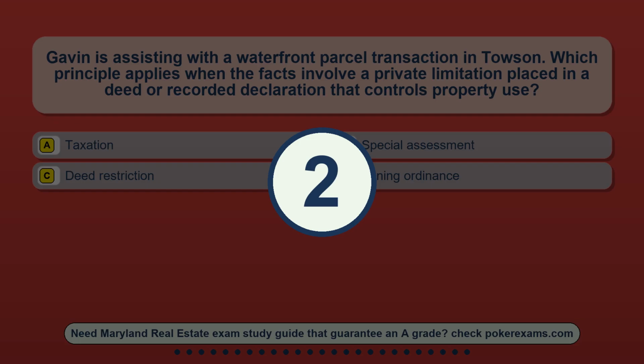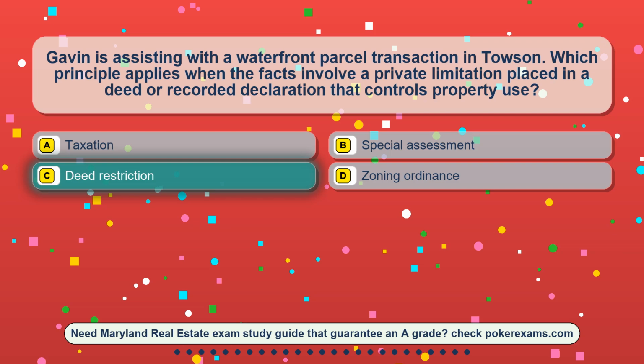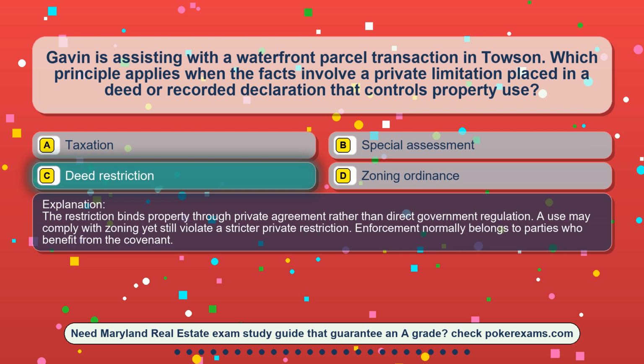The correct answer is option C, deed restriction. The restriction binds property through private agreement rather than direct government regulation. A use may comply with zoning yet still violate a stricter private restriction. Enforcement normally belongs to parties who benefit from the covenant.